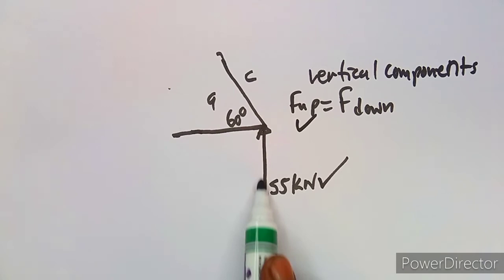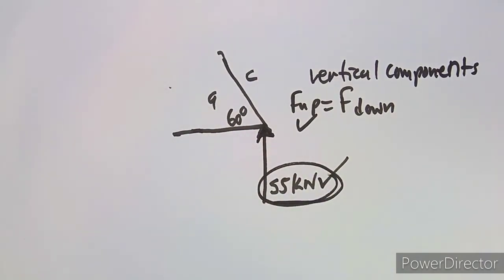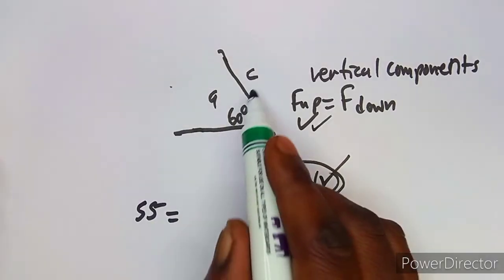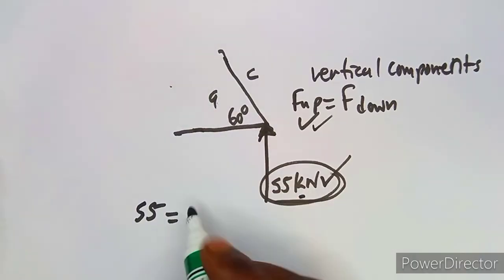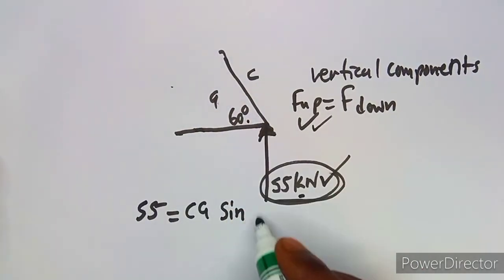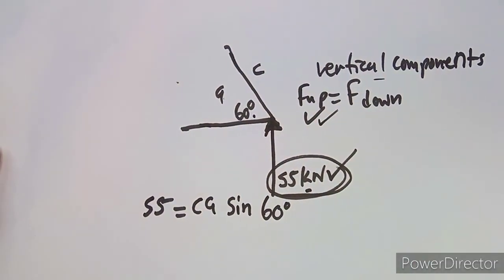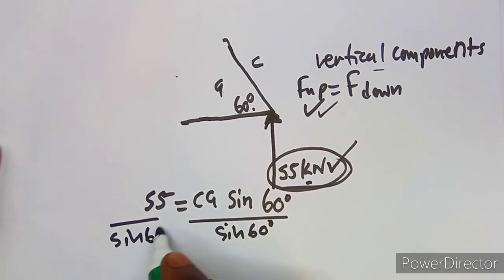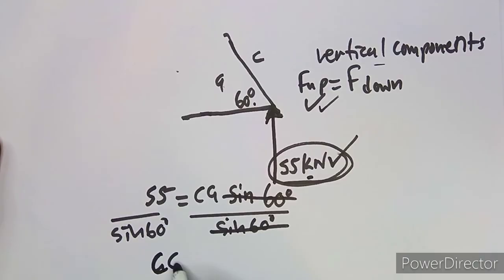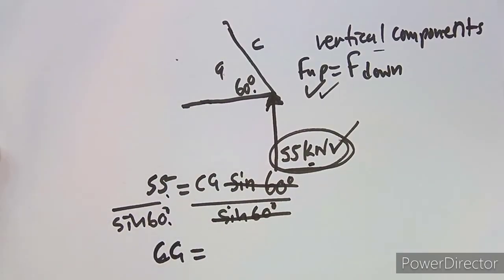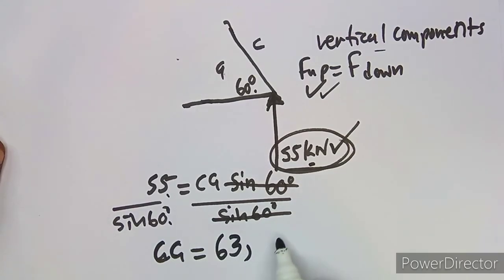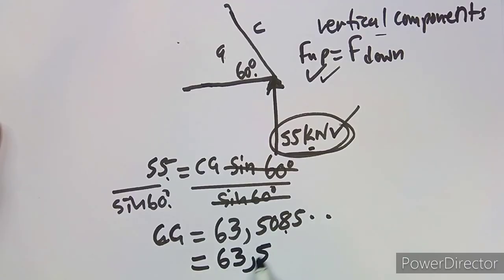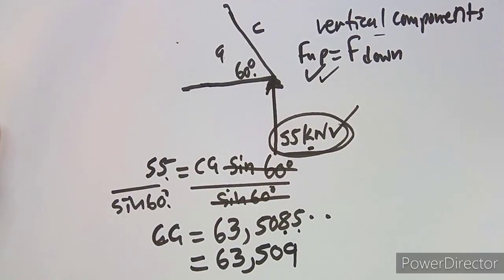All right, so your F up is this one, which is pointing upwards. This support here. So always a support is the one that is facing upwards. All right, so this is your support, 55. So 55 is equal to, to make this a vertical component, CG sine theta, which is sine 60 degrees, is now a vertical component. Remember, vertical component always, guys, sine theta. Okay, so divide by sine 60 degrees. So CG is equal to 55 divided by sine 60, which is going to give us something like 63.5085, yeah, something like that. All right, so you can round off to 3 decimal places, which is going to be 63.509 kilonewtons.